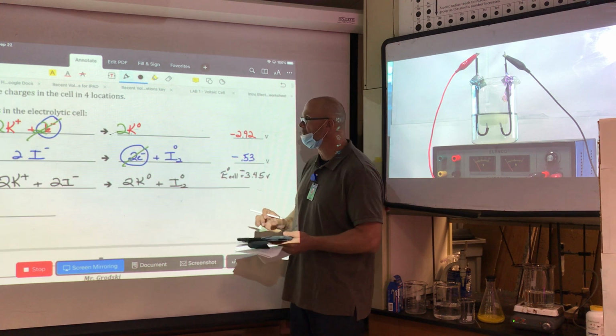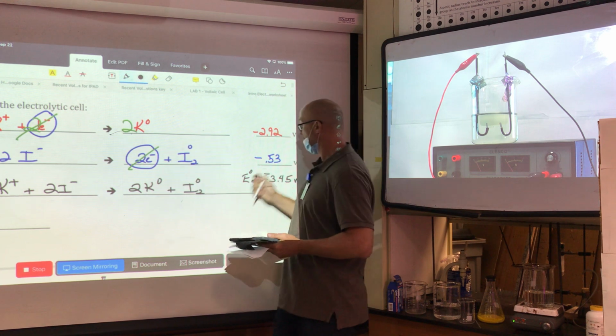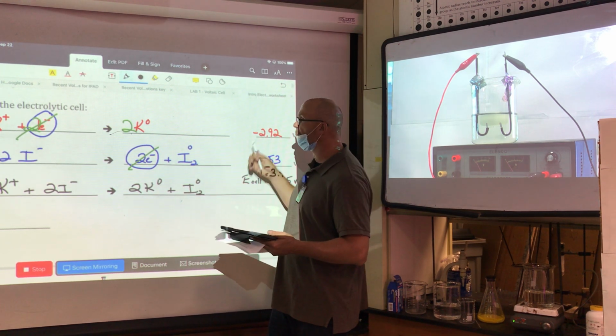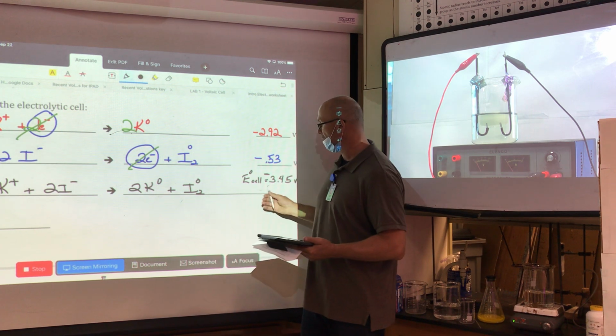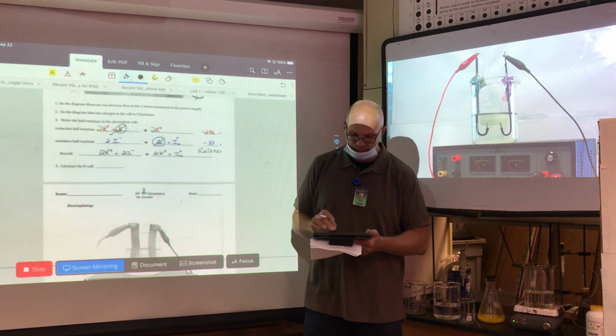I'm going against nature. Look at this negative sign. This wants to go this way. This one wants to go what? The other way. They both want to do the opposite. We're forcing it to occur by adding that voltage, that large negative, is making me do that.